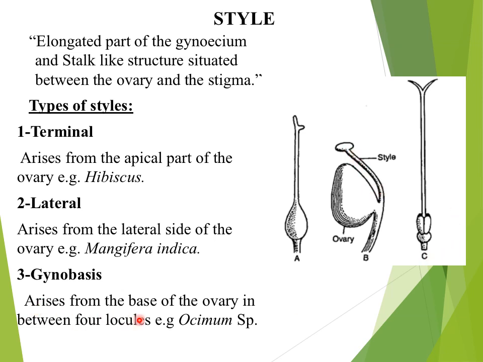An example is Mangifera indica, mango. Gynobasic style arises from the base of the ovary in between the four locules. See, this is the base of the ovary, and it is a tetralocular ovary. At the base of the ovary the style arises, and at the end it has a bifid stigma. An example is Ocimum basilicum, family Labiatae.